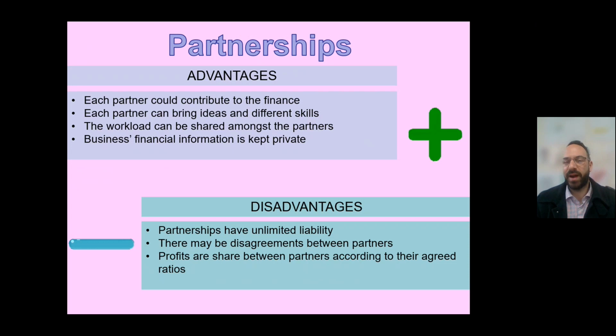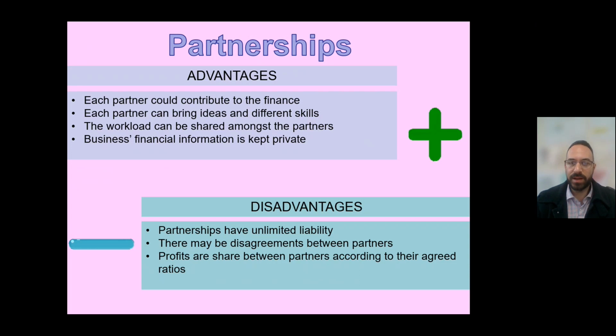It's not publicly available for the general public to see your information. Disadvantages are partnerships have unlimited liability, which means that if your partner makes some risky decisions, you can still be personally liable for it because all the owners or all the partners are personally liable for their business.